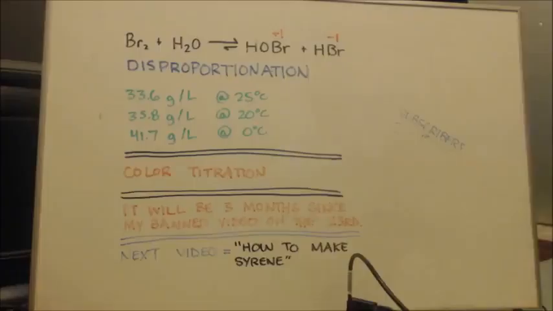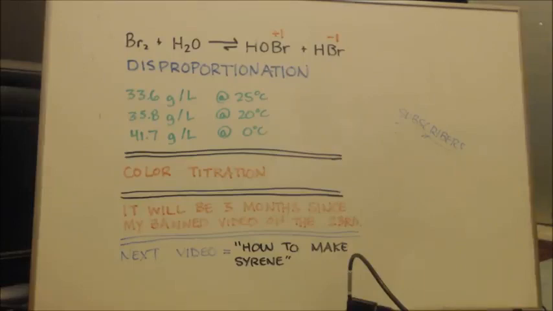Well, I'm making some hypobromous acid. You can see by the top equation, bromine plus water. The bromine disproportionates, meaning it goes up in oxidation and down in oxidation. You can see it makes HOBr and HBr. Now the Br2, they're sharing, so they're at zero, they're neutral.